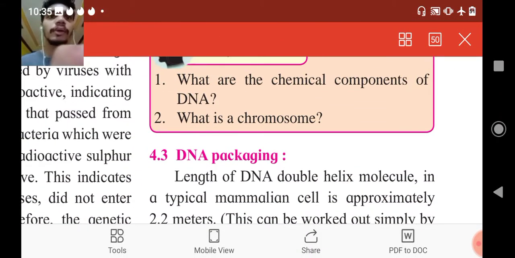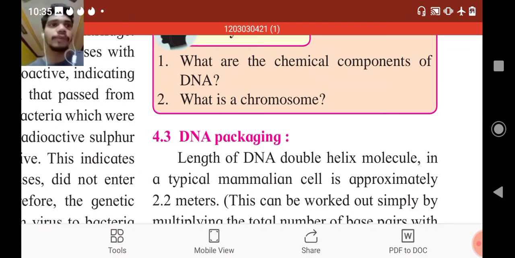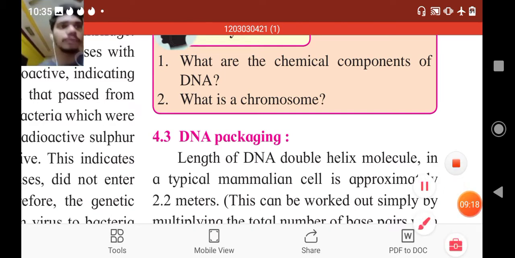Okay, next we are going to talk about DNA packaging further. So we are stopping here for that purpose.